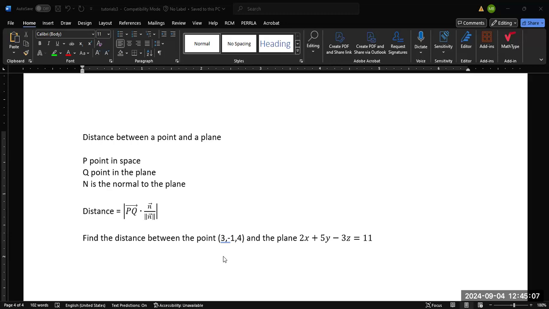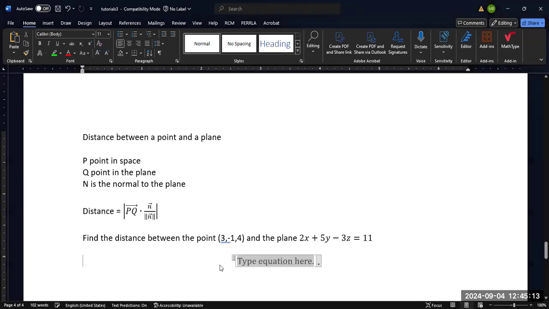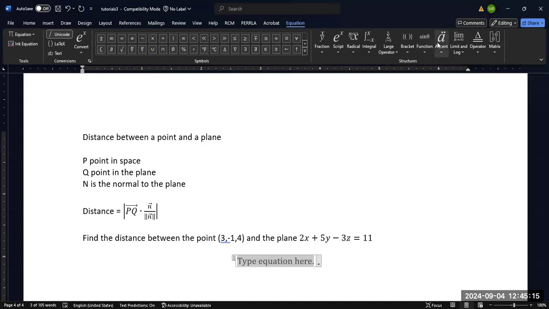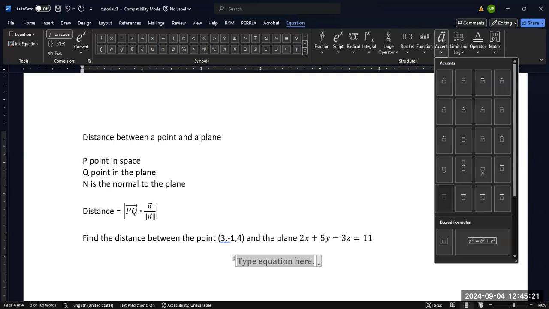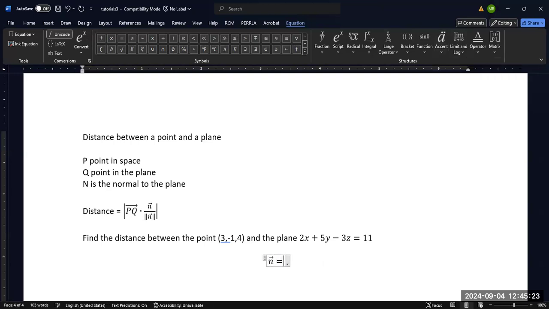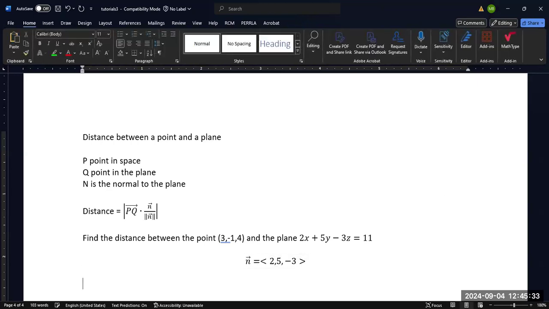Now, for our equation, we're going to need first the normal vector to the plane. Now, the normal vector to the plane, when your equation is in this standard form, is very easy to find. It's just going to be the vector pulled off of the coefficients, like so. So this is going to be our vector.